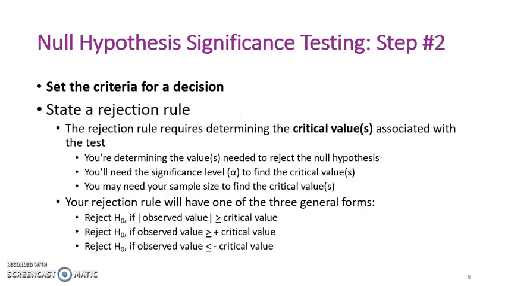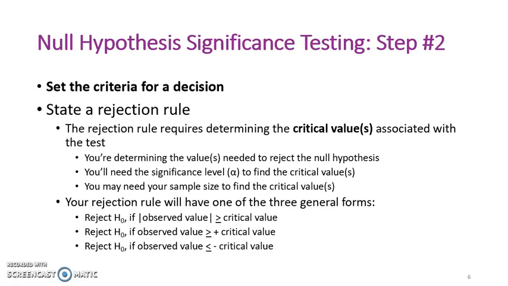Step 2 is to select a rejection rule. A rejection rule requires determining the critical values associated with the test. We're figuring out what values are needed to reject the null hypothesis. This requires us setting the significance level and also knowing the sample size. The rejection rule will have one of 3 general forms. We'll either reject the null hypothesis if the absolute value of the observed value is greater than or equal to the critical value. This would be a non-directional rejection rule.